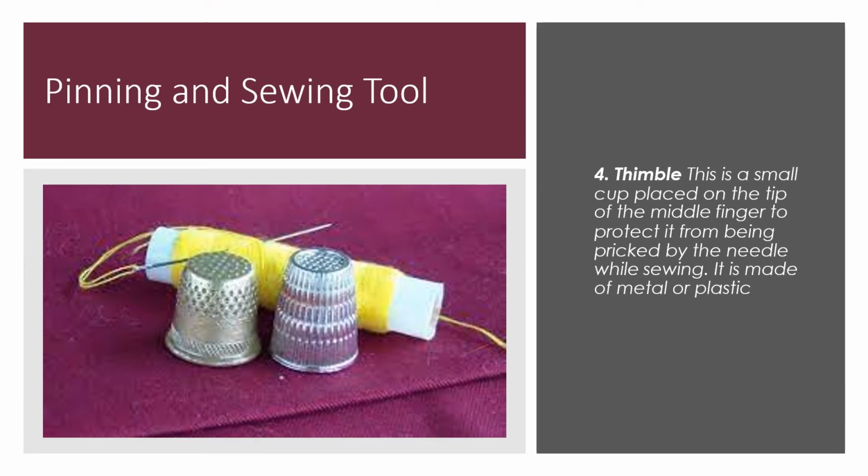Pinning and sewing tool. Next, we have the thimble. This is a small cup placed on the tip of the middle finger to protect it from being pricked by the needle while sewing. It is made of metal or plastic.